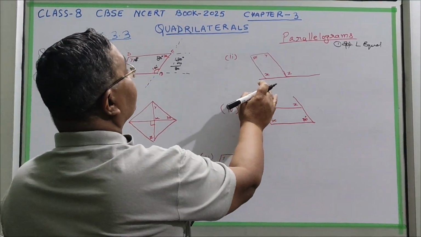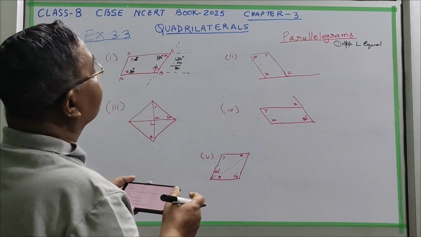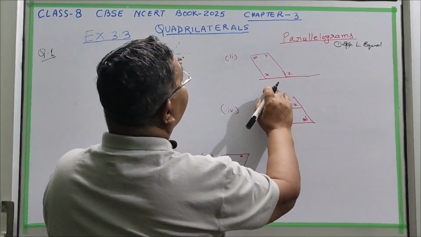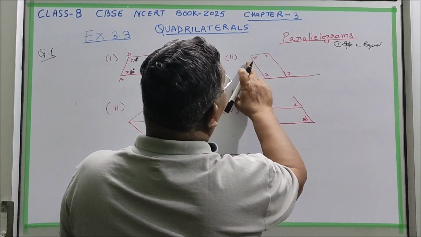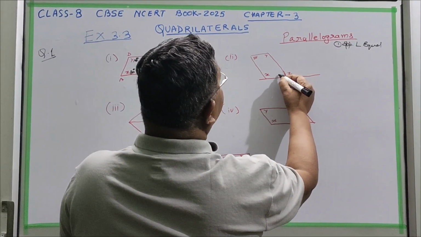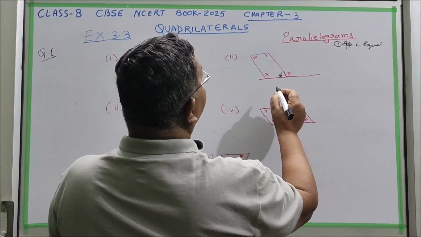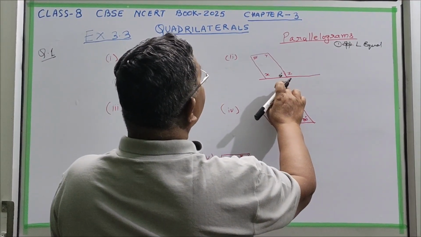Now question number 2 we are coming to. So here, if this angle is 50, the opposite angle will also be 50.